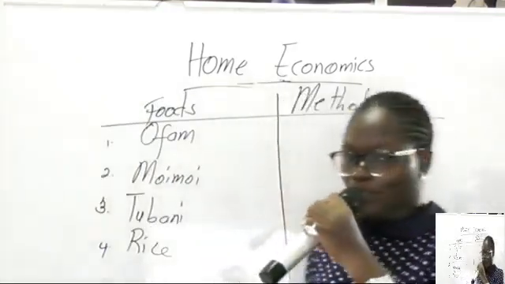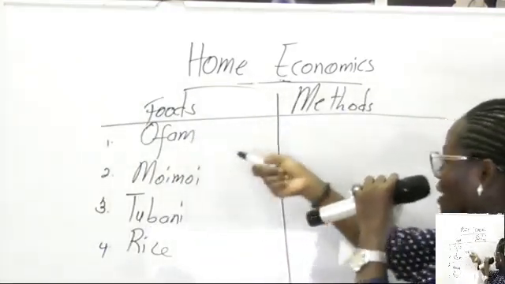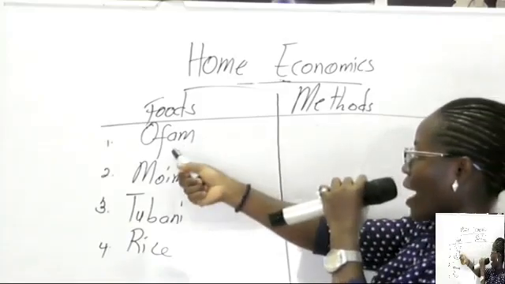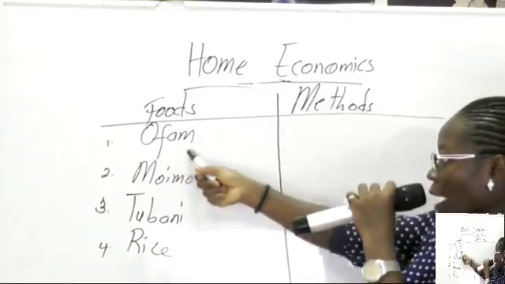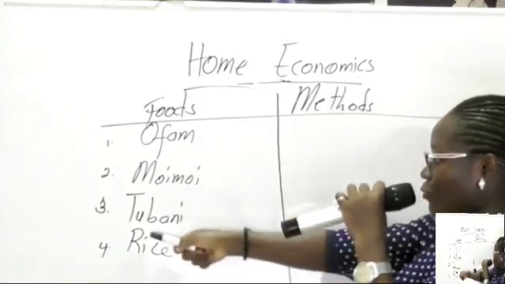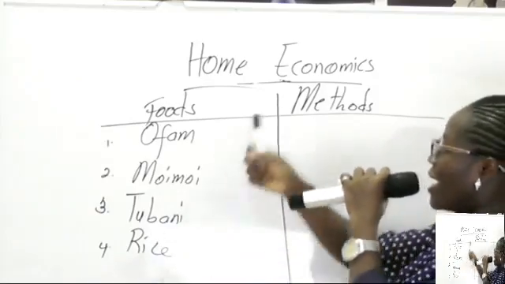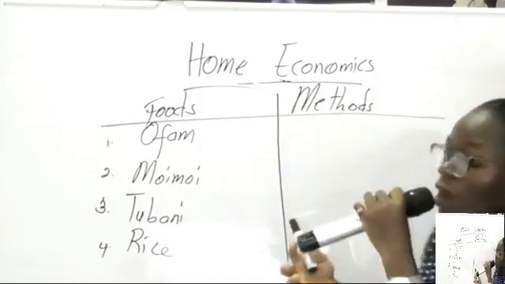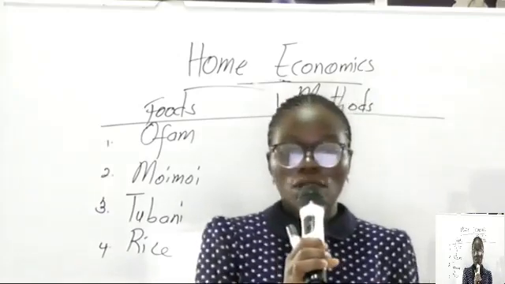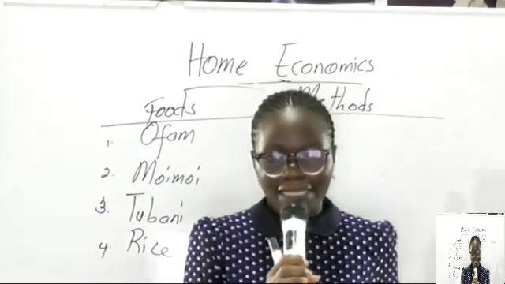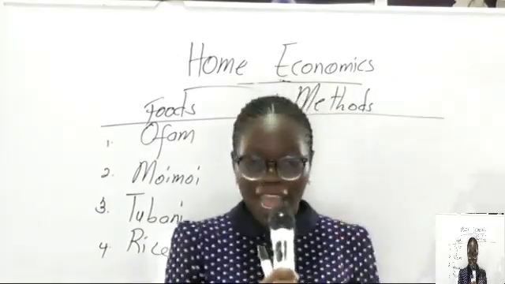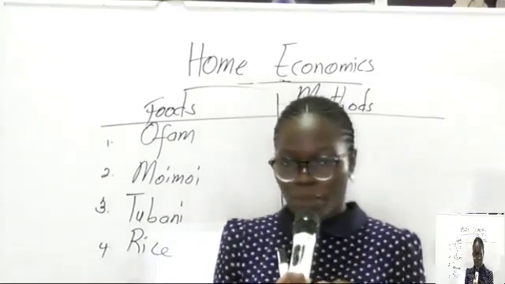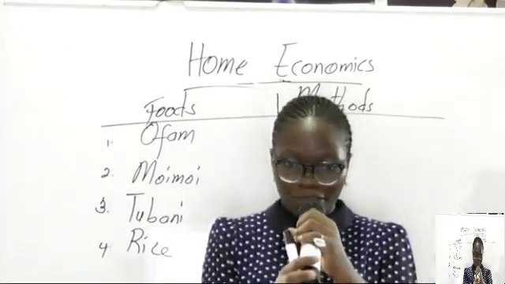So the examples of foods on the board. Try to find the method of preparing this food. We have ofam, momoy, tumbani, and then you have rice. If this food can take more than one method, list all the methods to prepare this food. Send your answers through the comment view, and I'll also try to give you feedback.